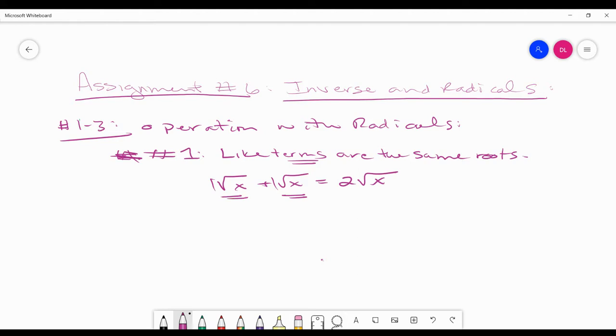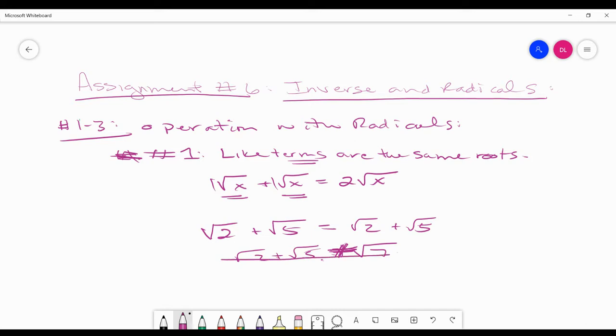So if I have the square root of 2 plus the square root of 5, that equals the square root of 2 plus the square root of 5. There is no difference because these are not the same. So the square root of 2 plus the square root of 5 does not equal the square root of 7. So that does not work. This is no good.